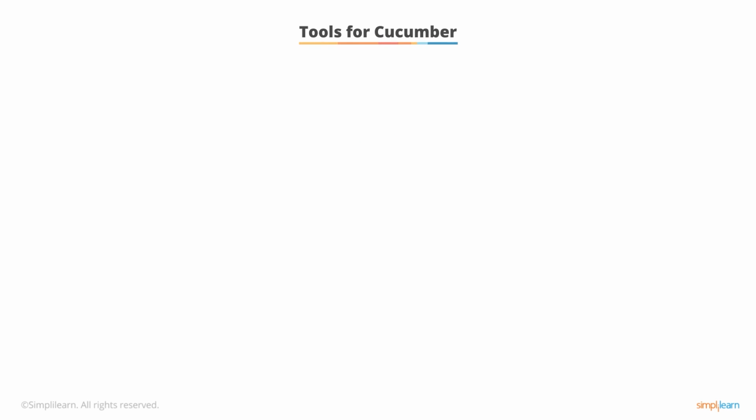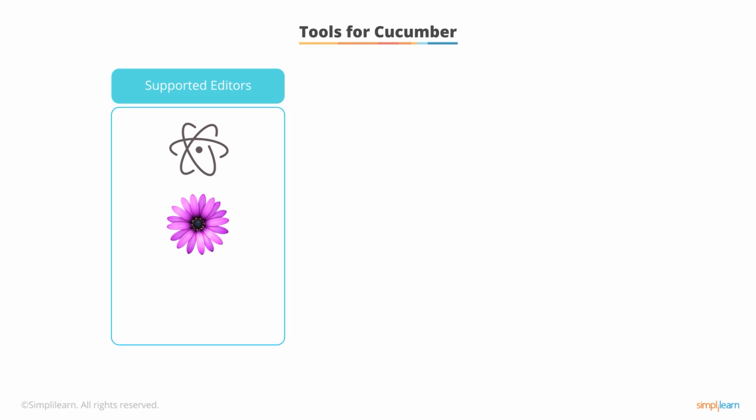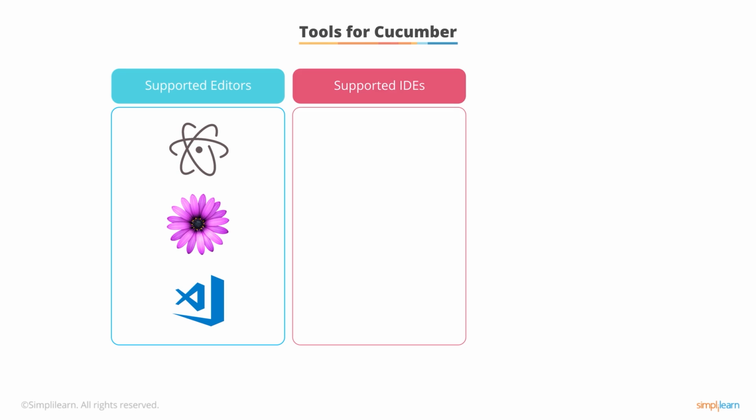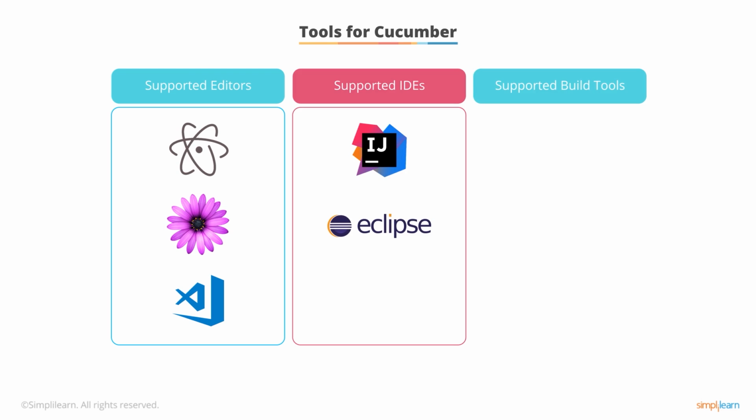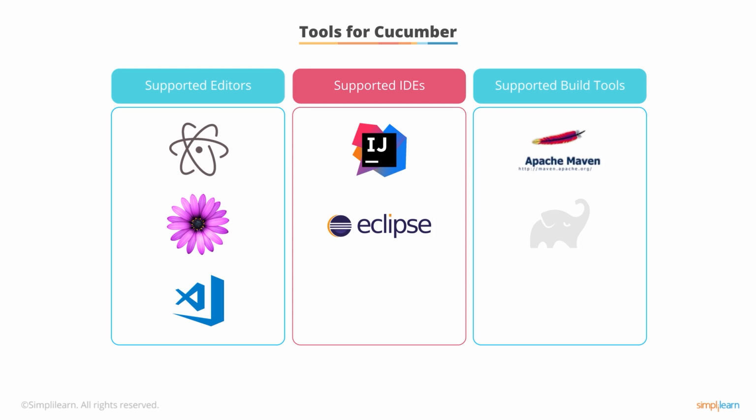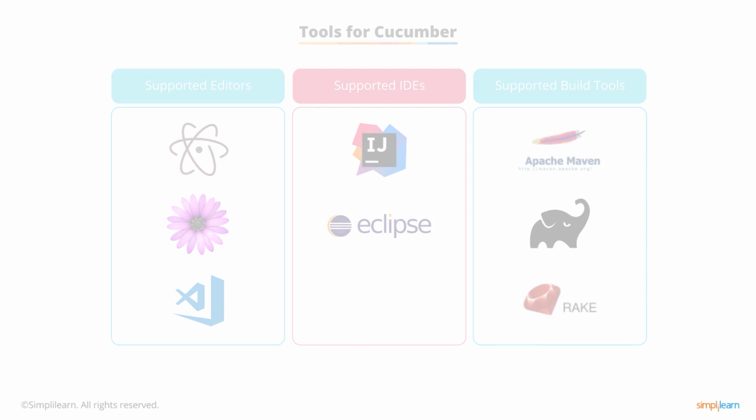Tools for Cucumber. Cucumber is supported by a number of code editors, IDEs, and development frameworks. For example, for supported code editors, there's Atom, TextMate, which is a macOS product, and Visual Studio Code, which is available in Windows, macOS, and Linux. Supported IDEs are IntelliJ and Eclipse, and supported build tools are Apache Maven, Gradle, and Rake.